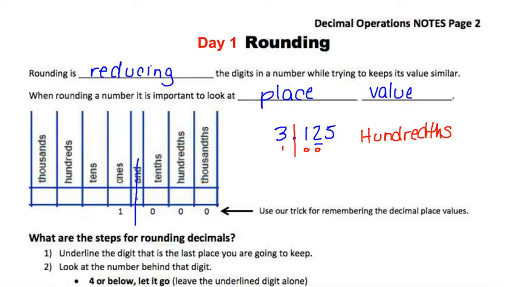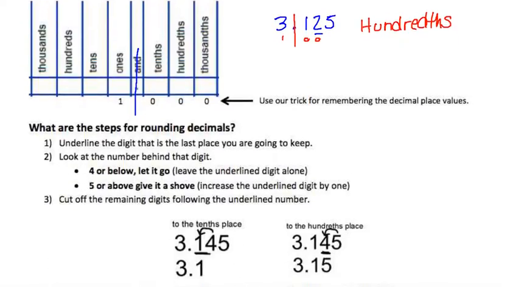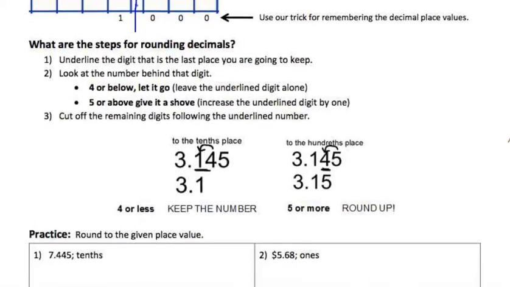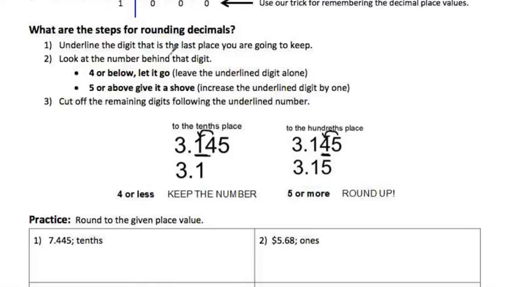Now, if we look down below at the next part of that page, it says, what are the steps for rounding decimals? You underline the digit that is in the last place you're going to keep. Look at the number that is behind that digit. Now this is our rule: 4 or below, let it go. So leave the underlined digit alone. We're not going to do any rounding with that digit. 5 or above, give it a shove. So we're going to increase the underlined digit by 1 if the number behind is 5 or greater. Then we're going to cut off the remaining digits following the underlined number.